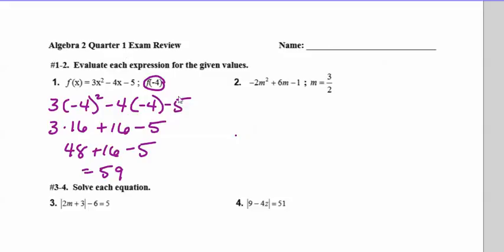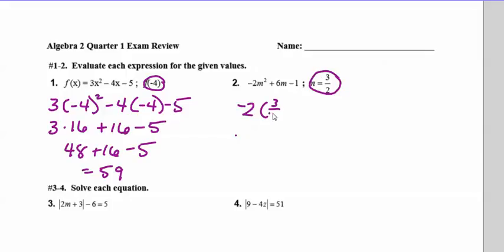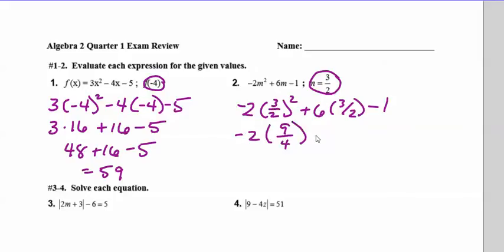Problem 2 is the same idea. We're going to substitute the 3/2. So I have negative 2 times the square of 3/2 plus 6 times 3/2 minus 1. When you square 3/2, you square the 3 and the 2. So I have negative 2 times 9 over 4. And everything else I'll bring down.